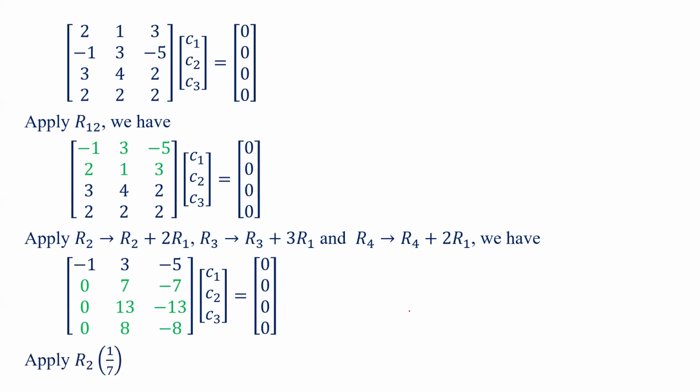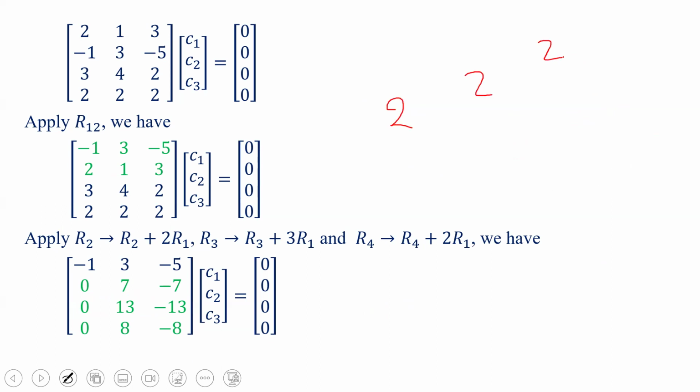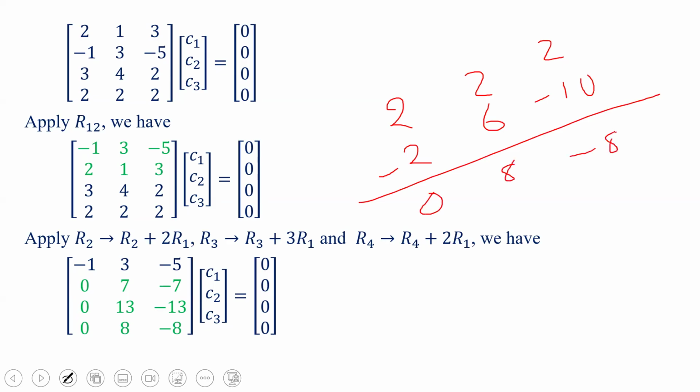Now for the fourth row, what is R4? R4 is 2, 2, 2. It will be added to minus 2, 6, minus 10. If we add them, it is 0, 8, minus 8. So this is the reduced form of the given matrix.